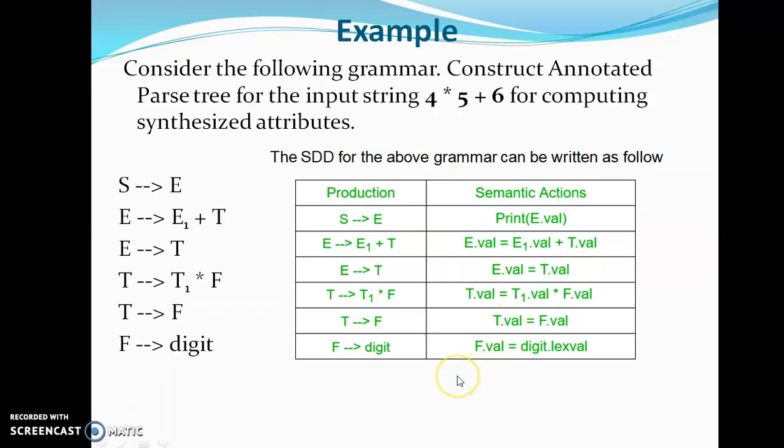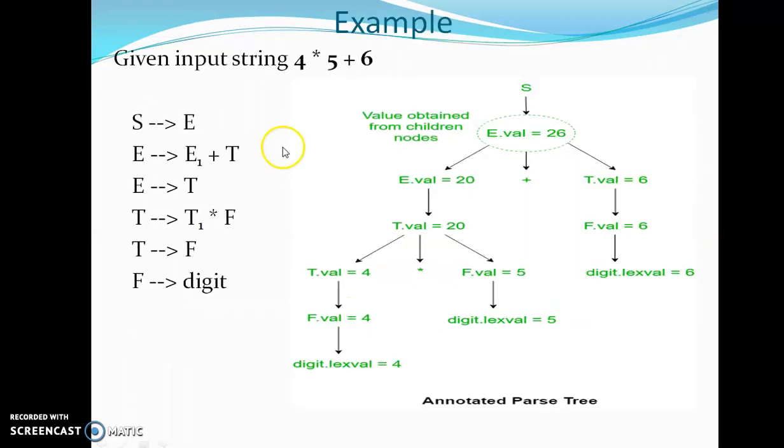Then we'll see how to construct the annotated parse tree. So basically this string is given and grammar is given. We have to construct the annotated parse tree. So a parse tree is formed by derivation of any string with the help of some context-free grammar. And what is an annotated parse tree? An annotated parse tree is a parse tree which contains the values of attributes at every node.